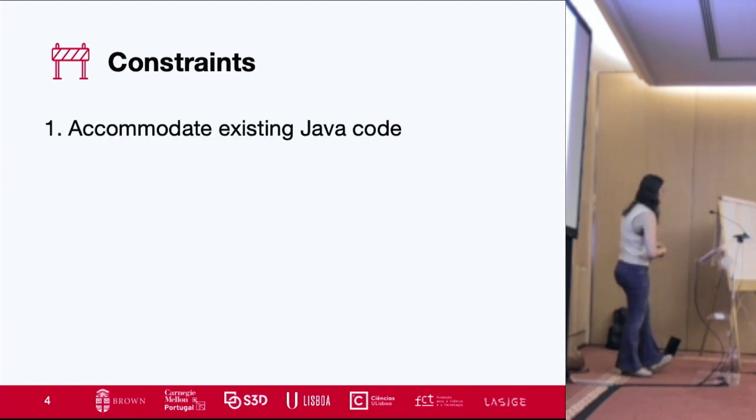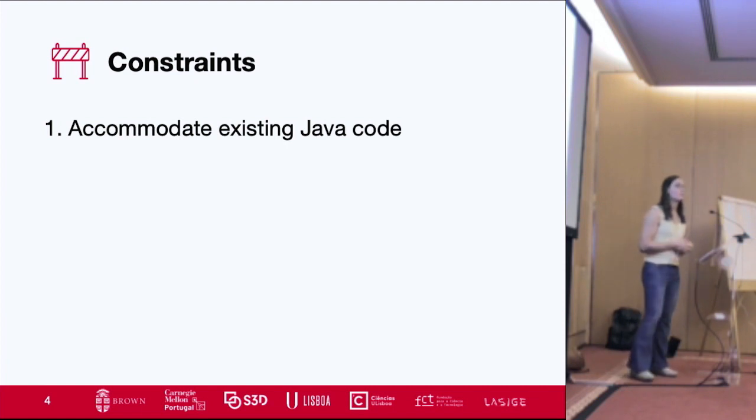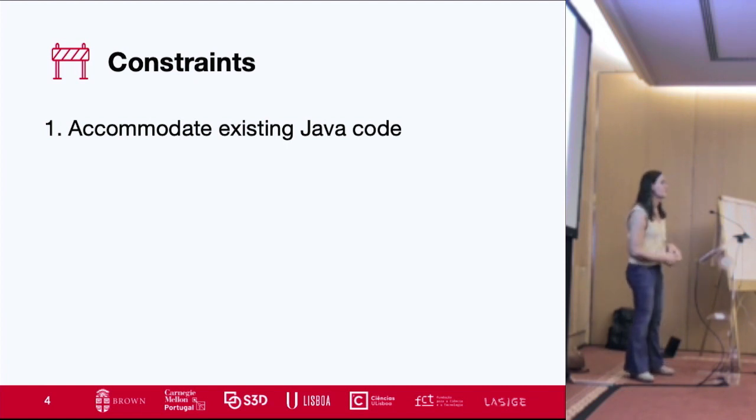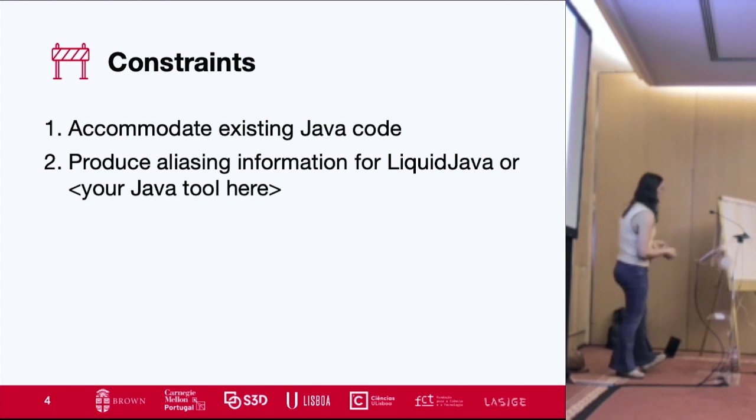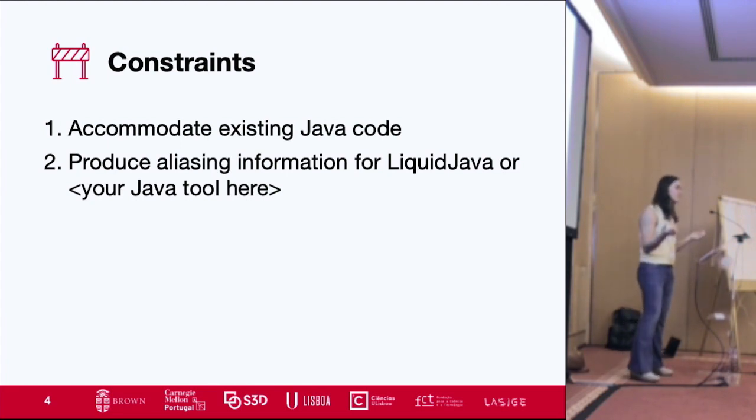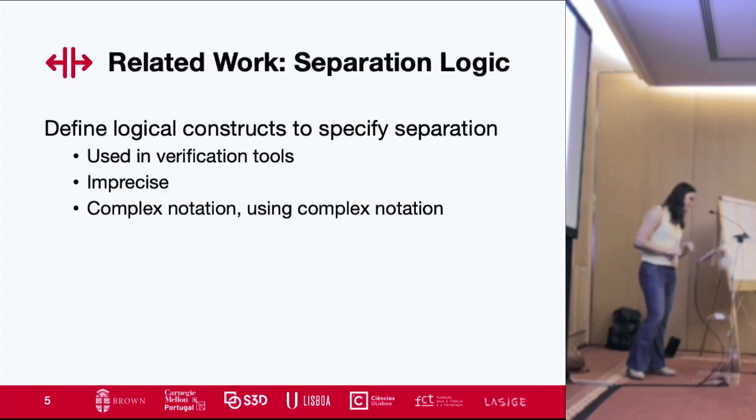The first one is accommodating existing code. We want you to be able to start using liquid types in Java without rewriting your program from the ground up using some other pattern. And we want to produce aliasing information for Liquid Java, for other tools, whatever you want. We are focused on the verification setting. There may be other applications of this.